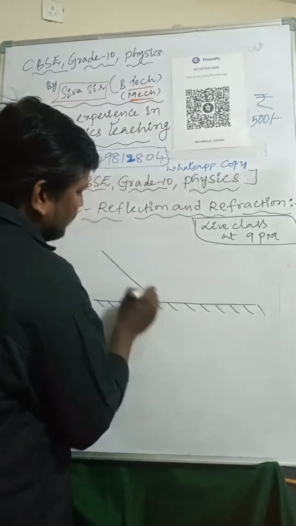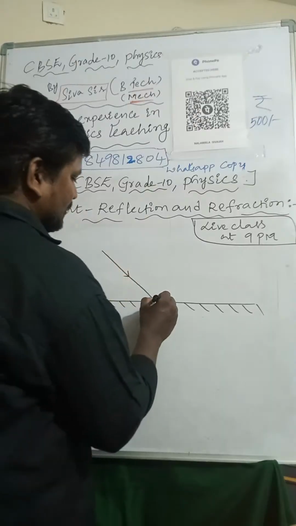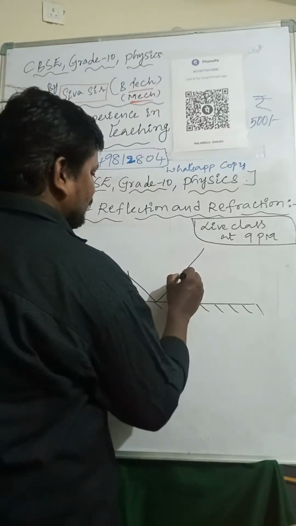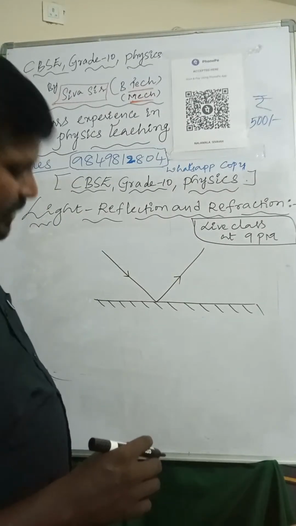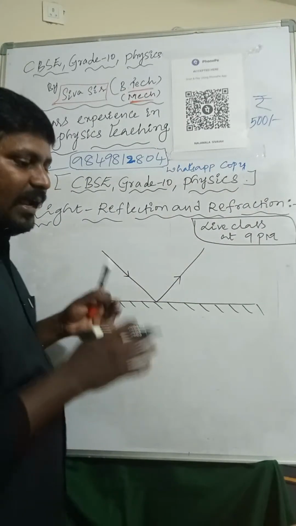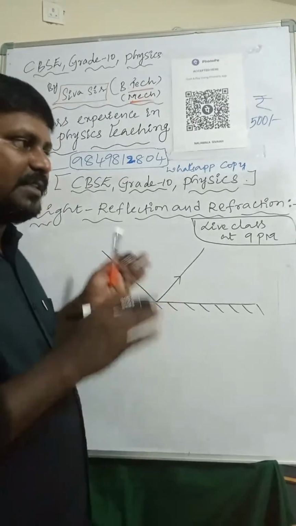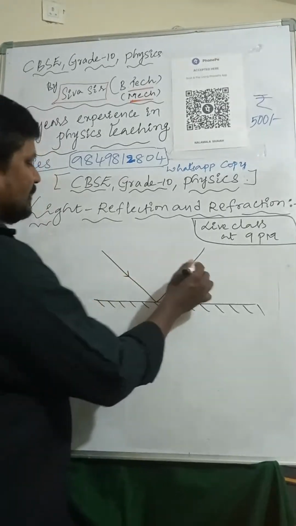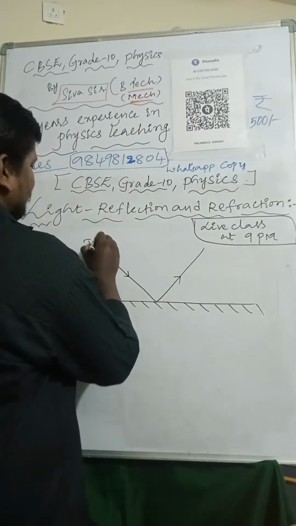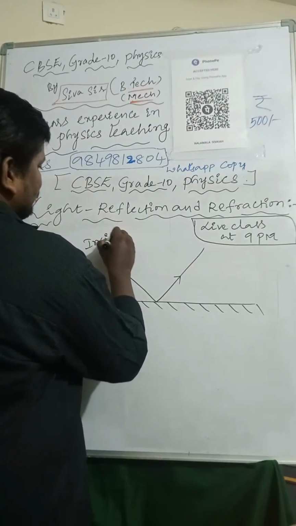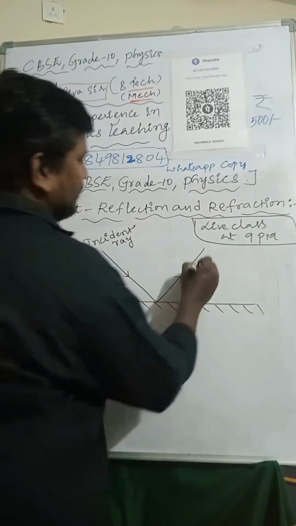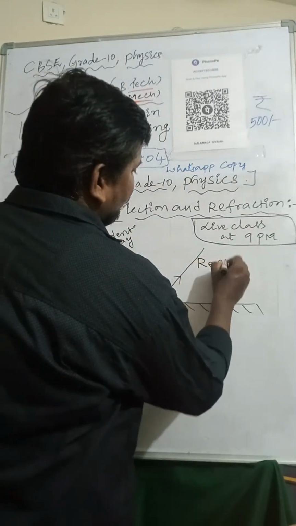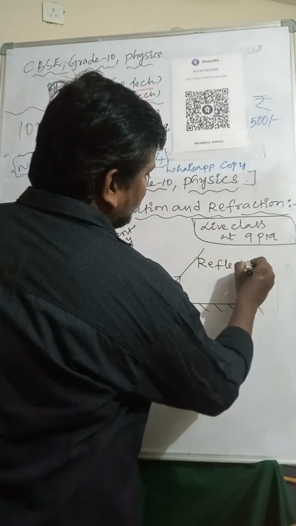So I am taking the incident ray. This is the incident ray, and this is the reflected ray. You can consider the light which is incident on the surface as the incident ray, and then it is the reflected ray.